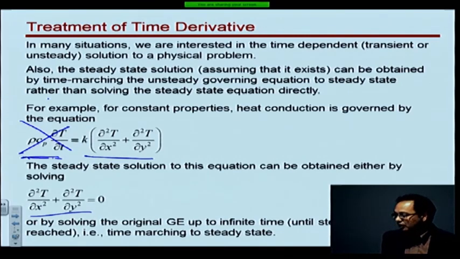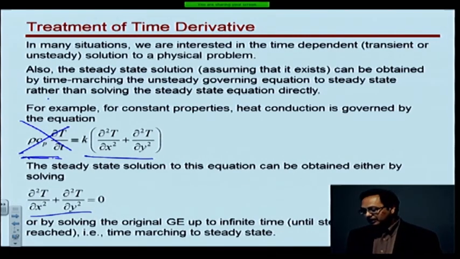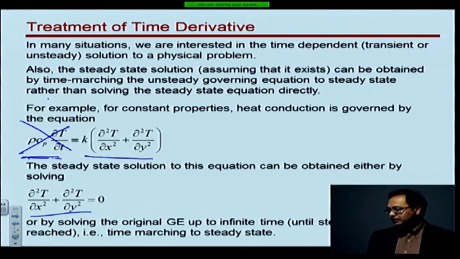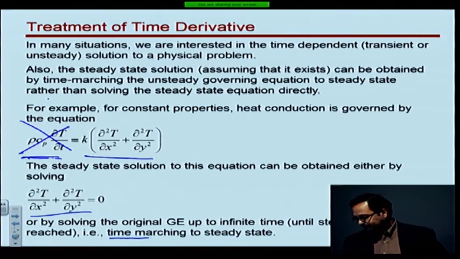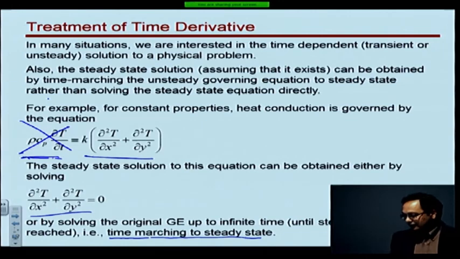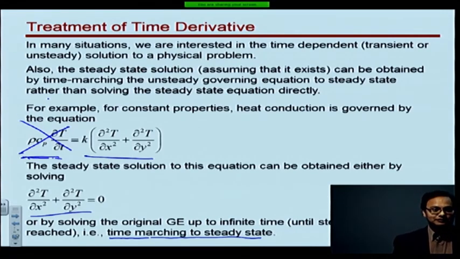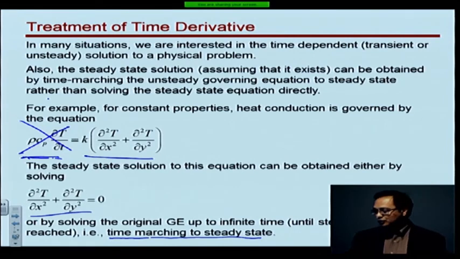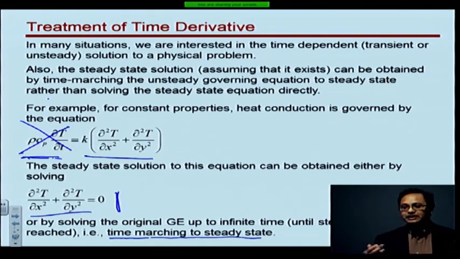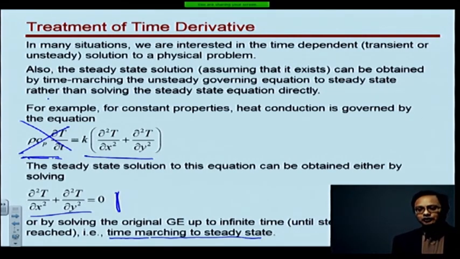Now there are pros and cons to doing it one way or the other. One of the biggest advantages of time marching is that there are many problems where you don't know a priori if a steady state solution exists or not. In such a case, if you try to compute the steady state solution using the steady state version of the equation, you will find your code is never converging. Classic example would be, let's say, a natural convection problem.